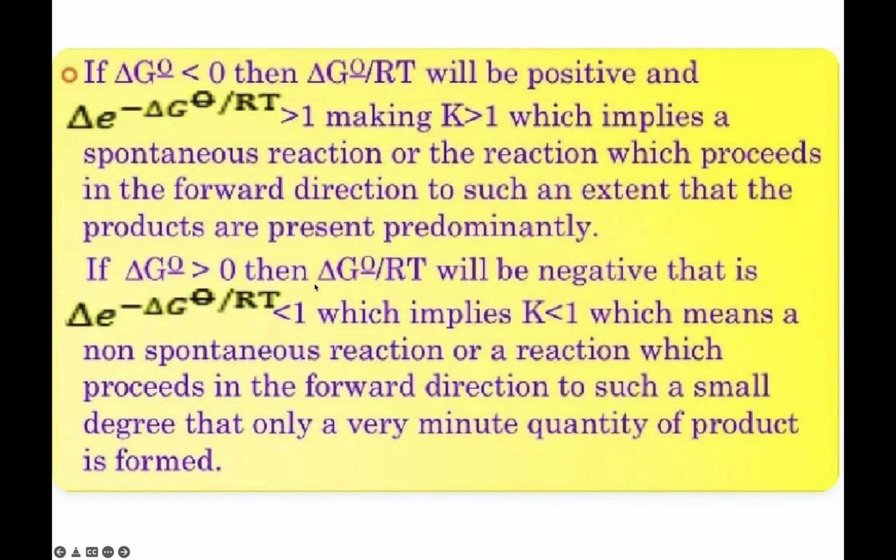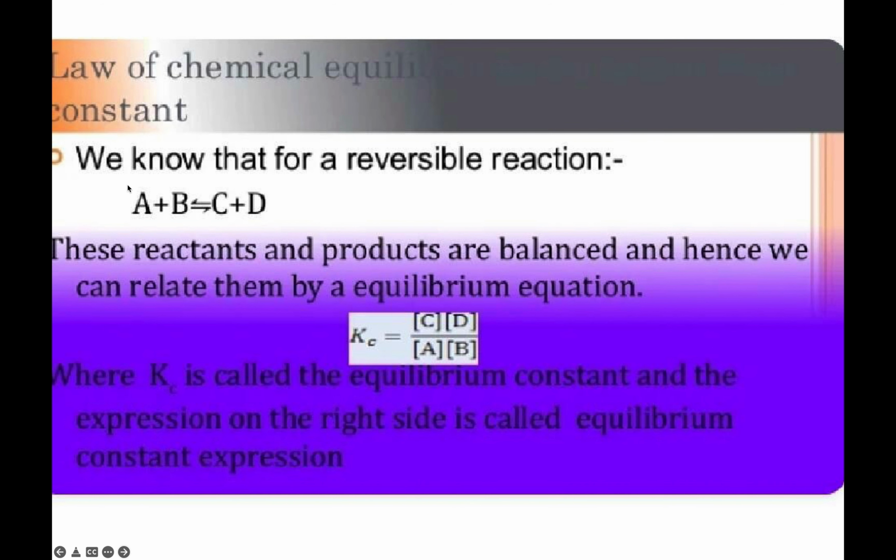Suppose delta G0 is greater than 0, then this will be negative, that is, this is less than 1. Here it was greater than 1, and here it is less than 1, with K greater than 1 here and less than 1 here, which shows the non-spontaneous case. Here it is a spontaneous reaction, and here it would be a non-spontaneous reaction, or a reaction which proceeds in the forward direction to a small degree, so only a very small amount of product is formed in such cases.